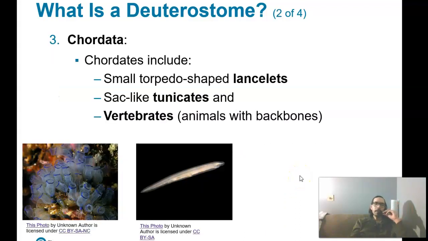Okay. And then the phylum Chordata includes the torpedo-shaped lancelets, like this animal here, which kind of looks like a fish almost. And also the sac-like tunicates, so these animals here. And then the other group are the vertebrates, so animals with backbones. So Chordata would be the phylum here, and then Vertebrata would be the subphylum. So for example, humans, we're from the class Mammalia, which is from the subphylum Vertebrata and the phylum Chordata.